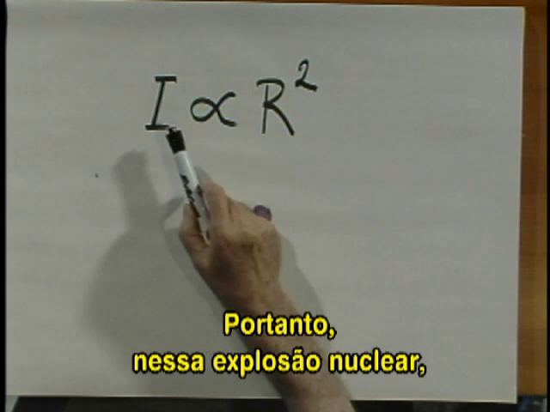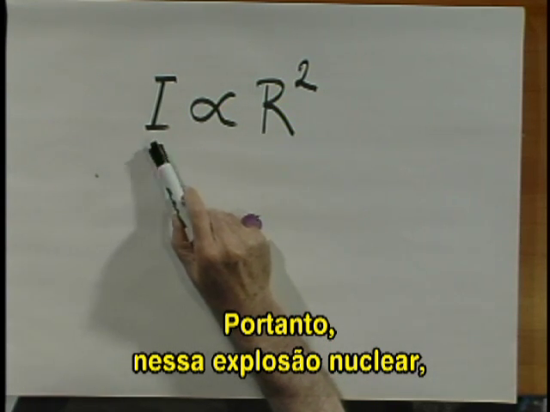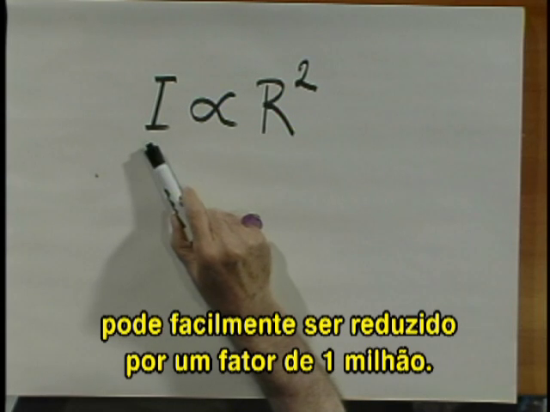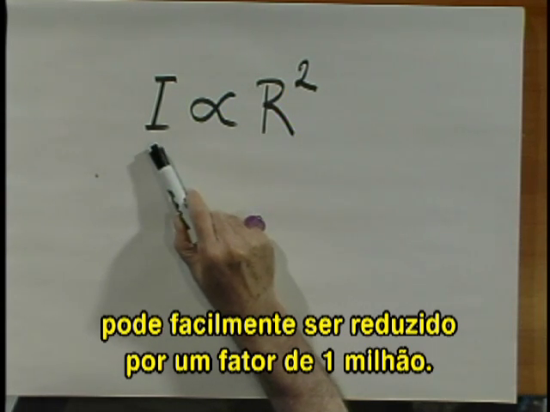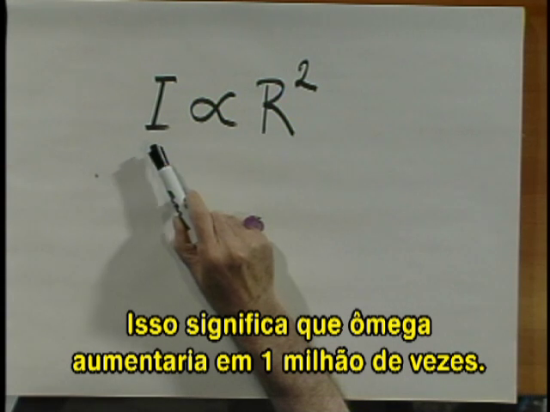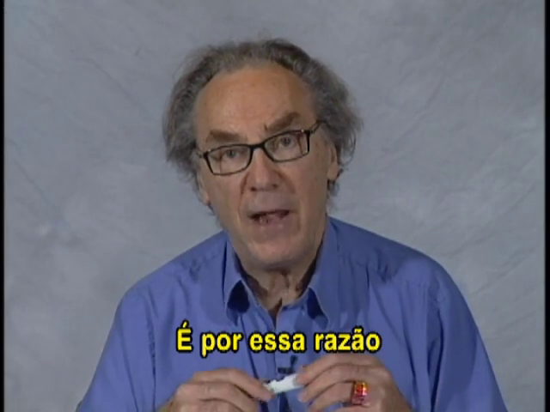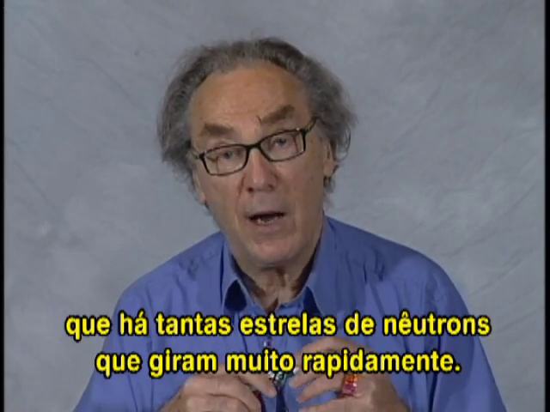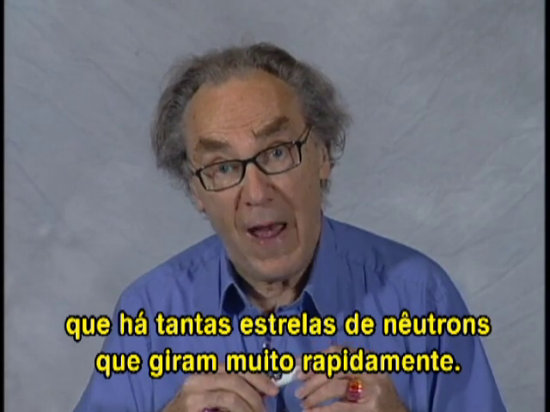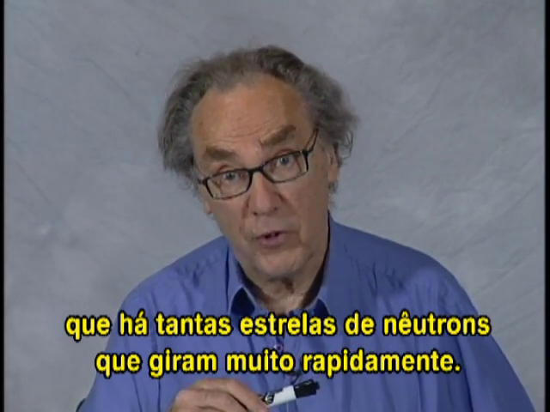And therefore, in this core collapse, the moment of inertia can easily decrease by a factor of 1,000,000, and that would mean that omega would have to go up by a factor of 1,000,000, and that's the reason why there are so many very fast rotating neutron stars.